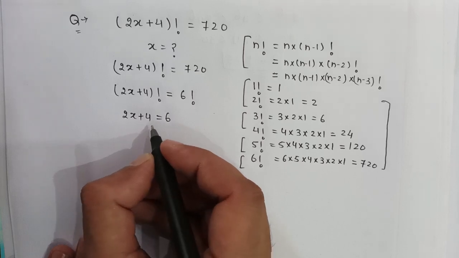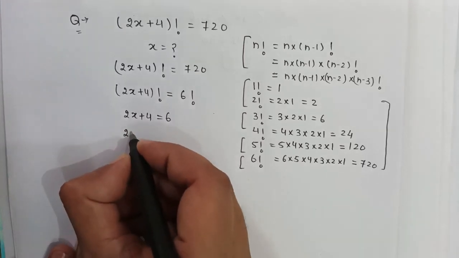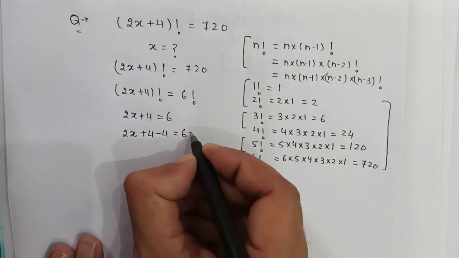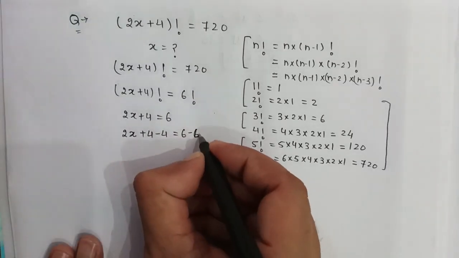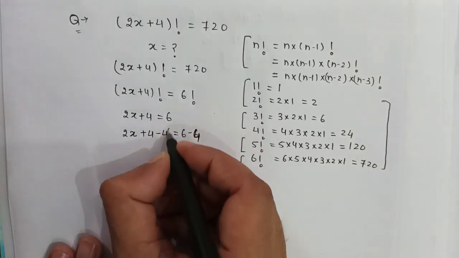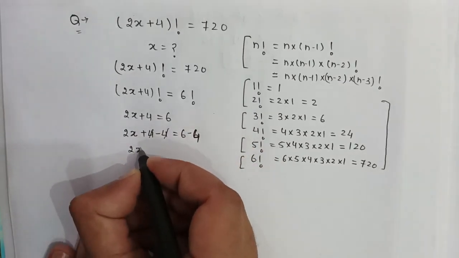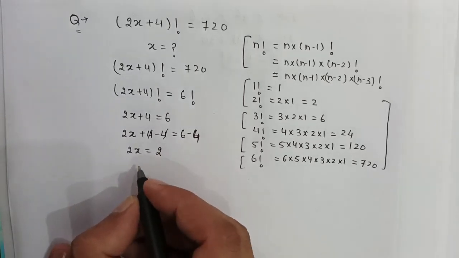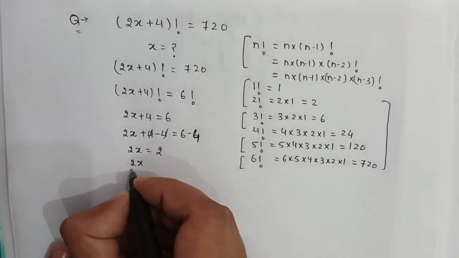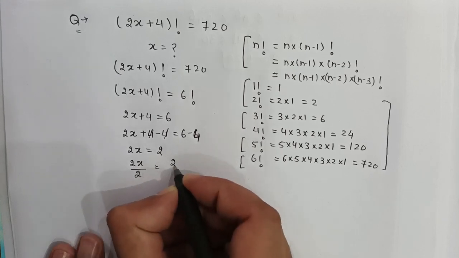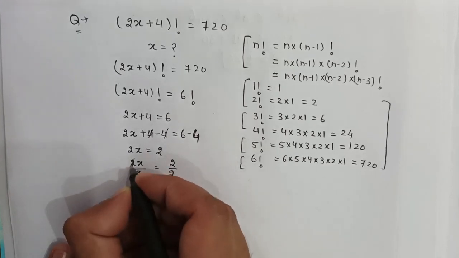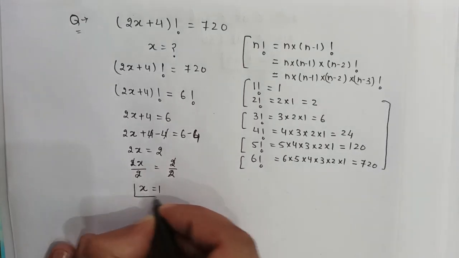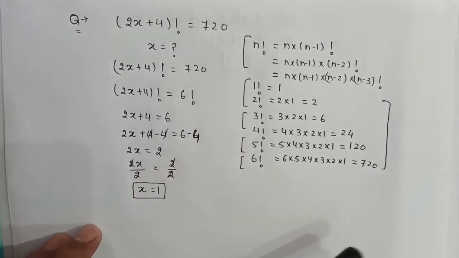If we subtract 4 from both sides, then it will be 2x + 4 - 4 is equal to 6 - 4, right? So here the 4s cancel out, so 2x is equal to 2. If we divide both sides by 2, then it will be 2x over 2 is equal to 2 over 2. It will cancel out and it will also cancel out. So x is equal to 1. So the value of x is 1.